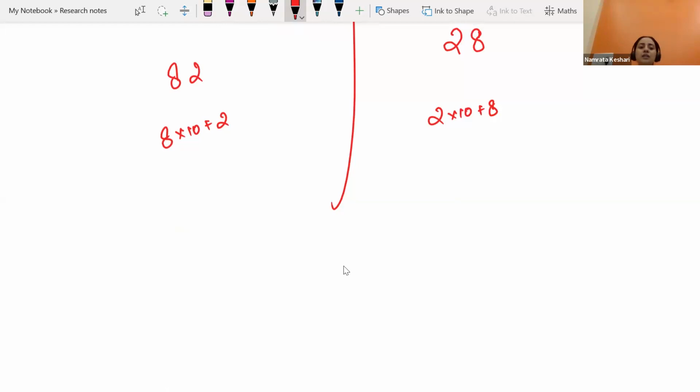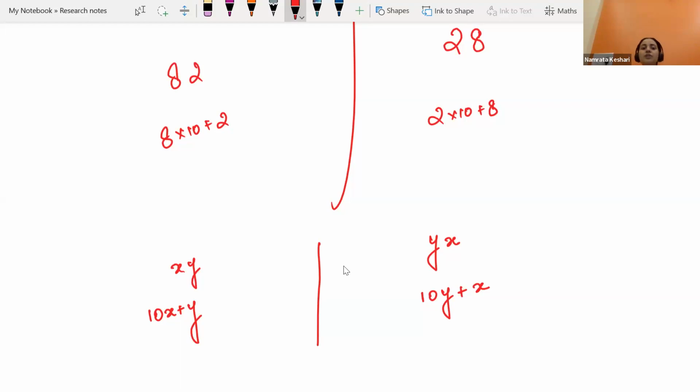Similarly, our 2-digit number was xy, we assumed, but to generate clarity we have written it as 10x plus y. Now when we interchange it, it will be yx, and again we will make it more clear. It will be 10y plus x. Yes or no? Are you getting it, students? Yes, ma'am.